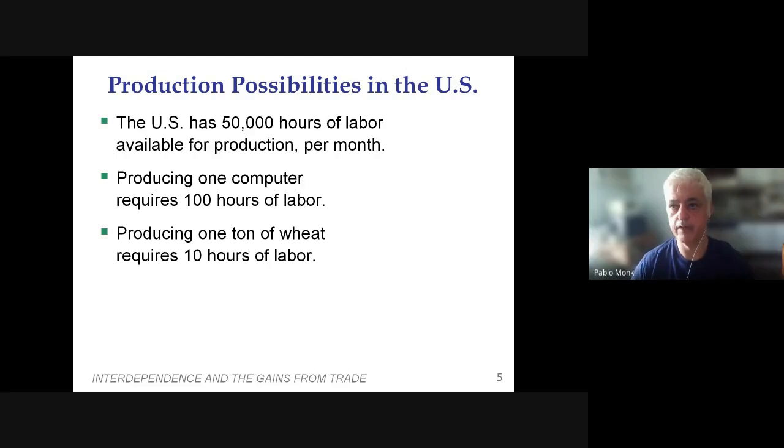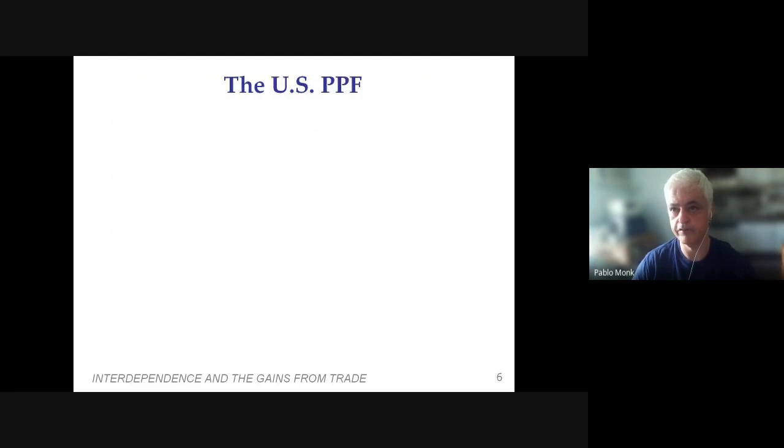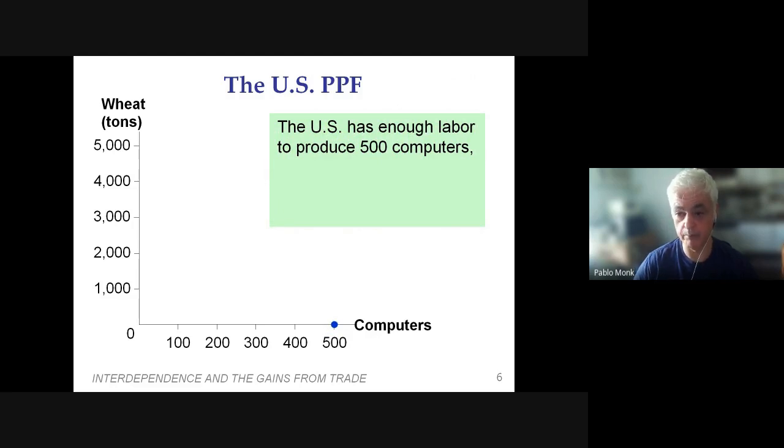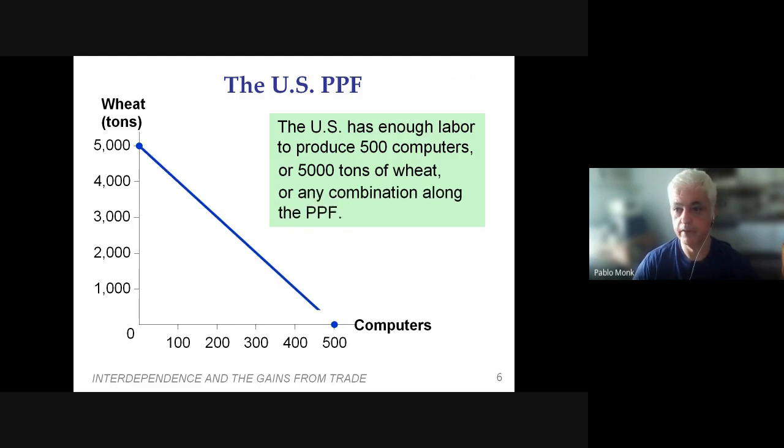Okay, so with this in mind, we could learn the maximum amount of all the different possibilities of making either wheat or computers. So we could put that out. The US has enough labor to make 500 computers, right? But if they were making 500 computers, they're making 0 wheat. Or they have enough to make 5,000 tons of wheat. But if they're making 5,000 tons of wheat, they're making 0 computers. And of course, in this case, because this is just a one-to-one relationship, it's a straight line.